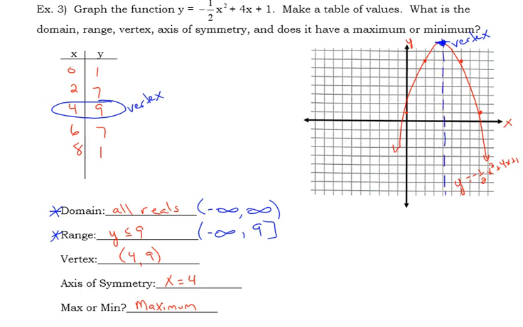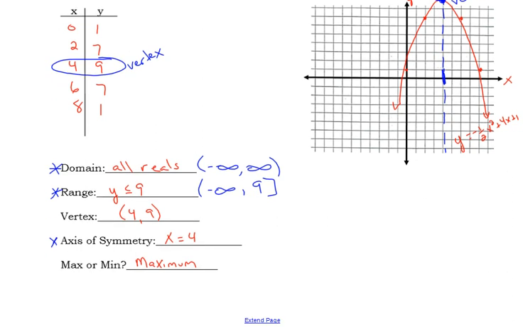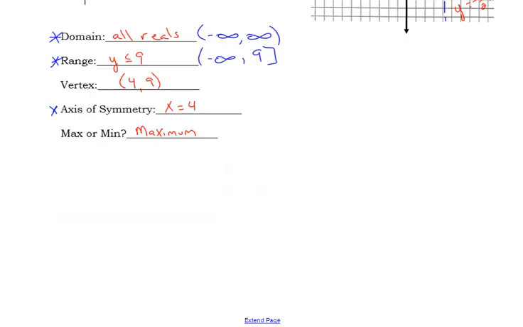So if I were to cut this parabola in half, I'd have a line cutting through the x-axis at positive 4. So my axis of symmetry is x equals 4. And this parabola has a maximum value because it's a frowning parabola. It doesn't go any higher than the point 49.